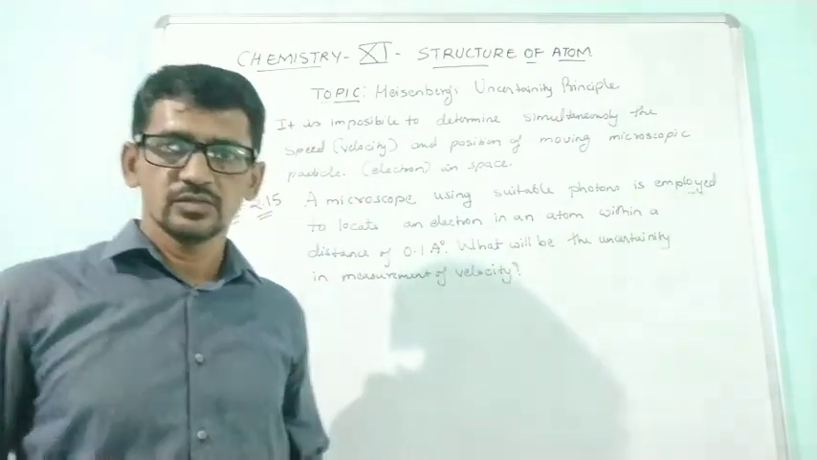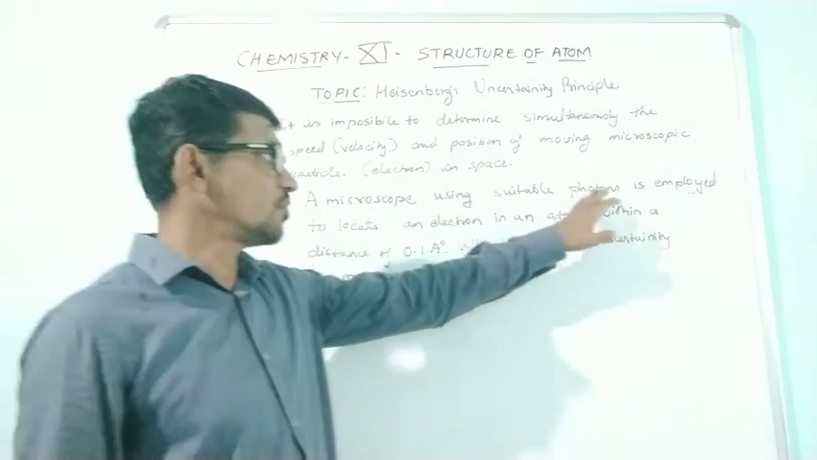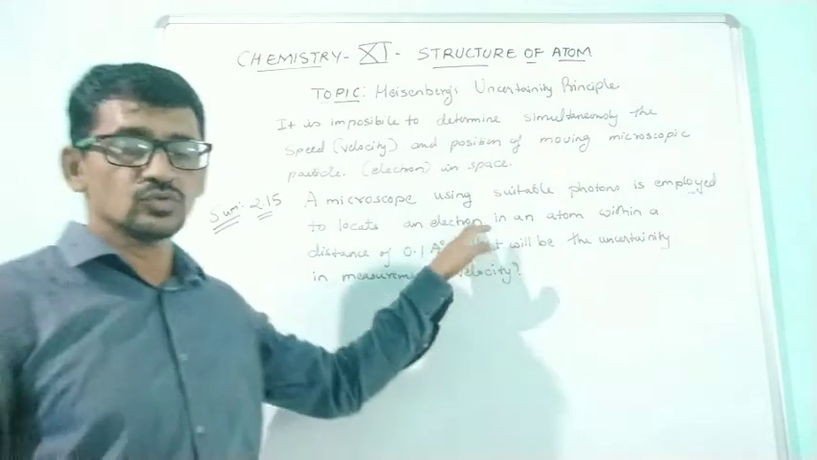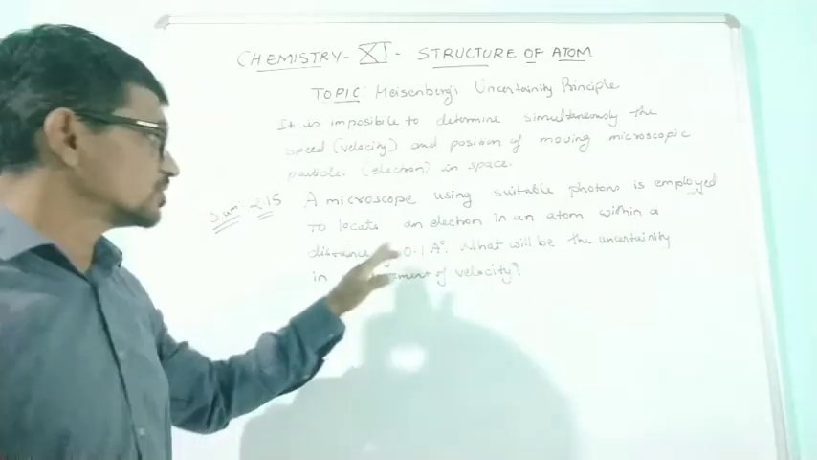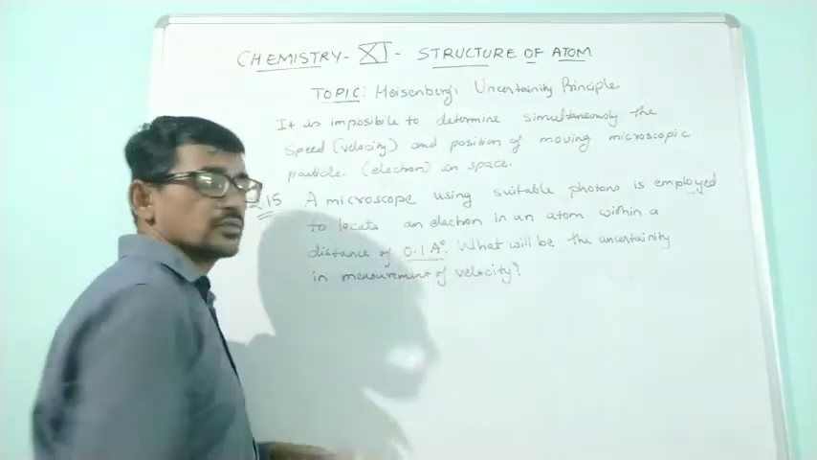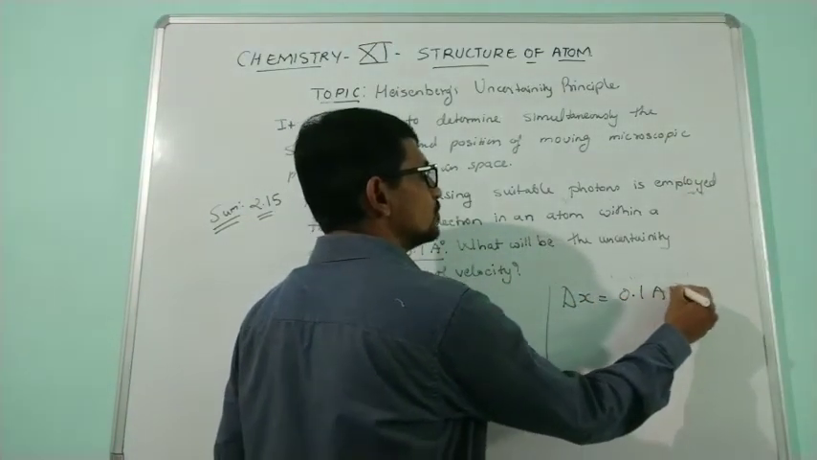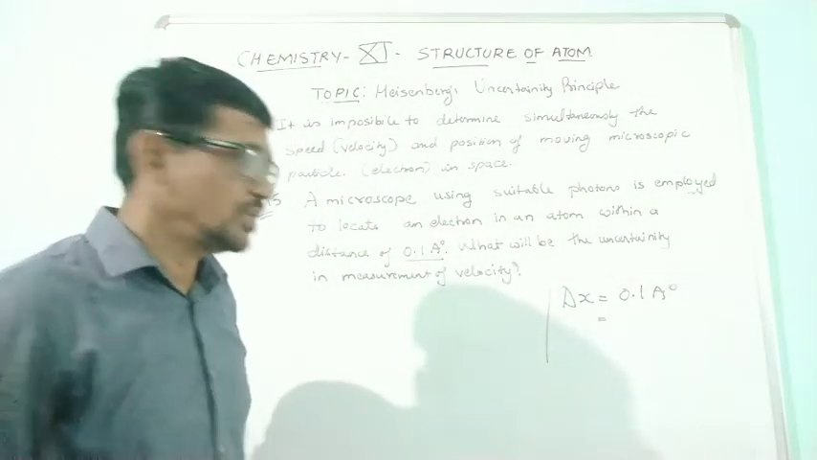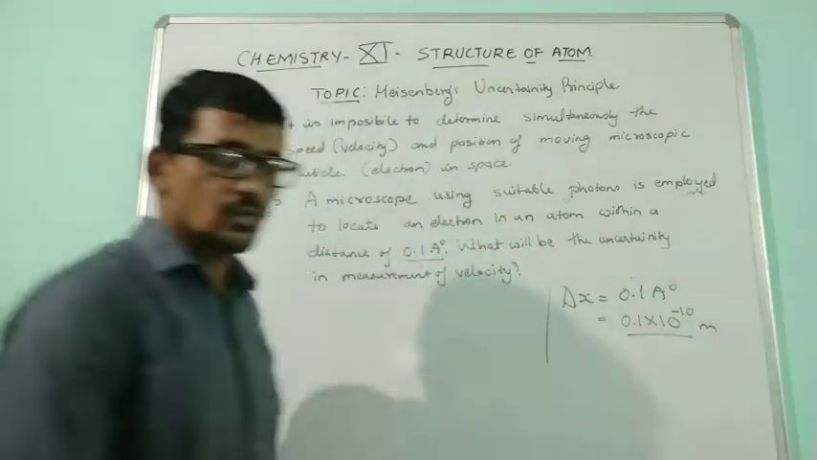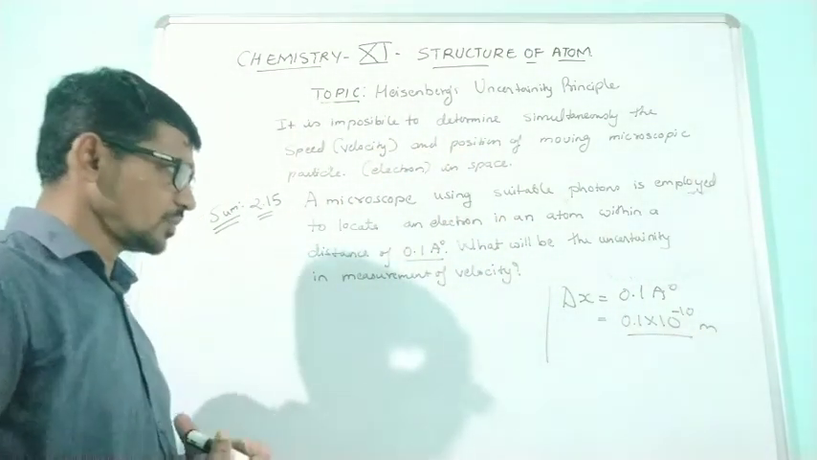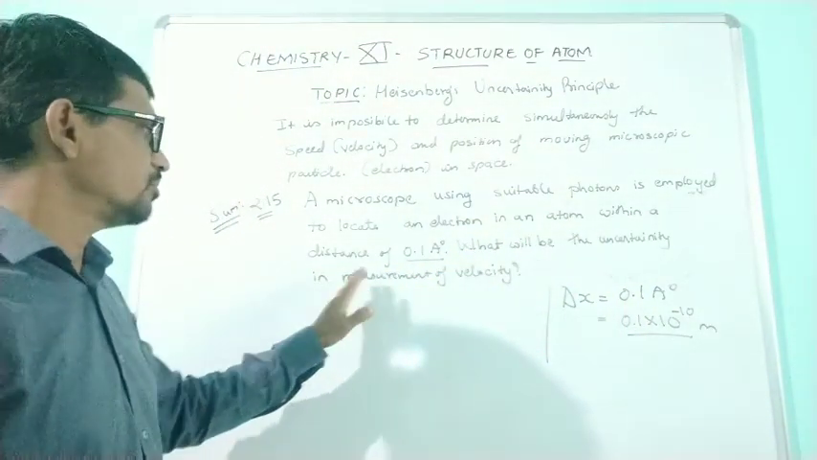We discussed sum number 2.15. A microscope using a suitable photon is employed to locate an electron in an atom. We want to find the position of the electron in the atom with a distance of 0.1 angstrom. So the error in the position is given: delta x is equal to 0.1 angstrom. We convert into meters, so 0.1 multiplied by 10 raised to minus 10 meter. What will be the uncertainty in the measurement of velocity?